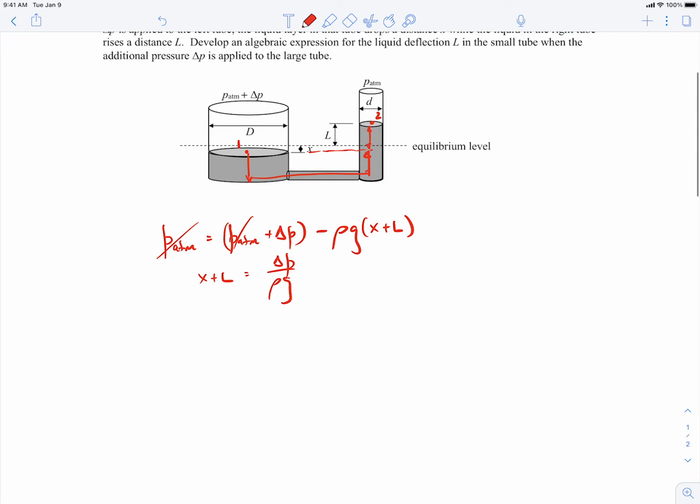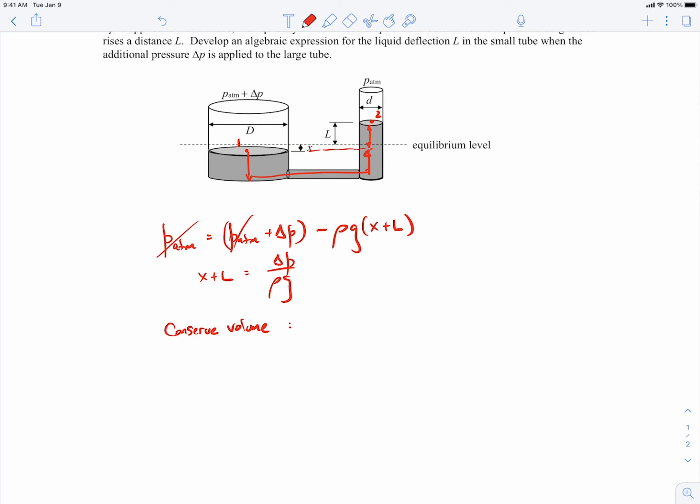So unfortunately, we don't know what X is just yet. We need to figure out what that is. And the way we can do that is by noting that we're conserving volume. When we move down here, we're pushing down a volume of fluid of X times the cross-sectional area here, which is pi capital D squared over 4, and then that additional volume gets lifted up on this side. So we conserve volume. It's an incompressible fluid, so we're really just conserving mass.